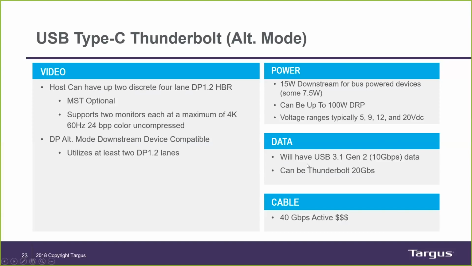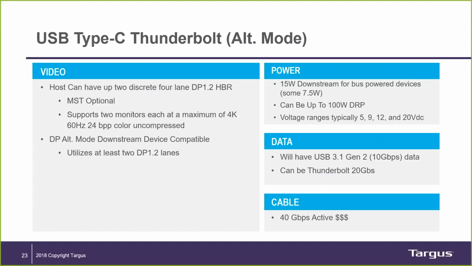Data-wise, again, capable of 3.1 Gen 2. But if you're using all of this video and video takes precedence, you're probably not going to get anywhere near 10, probably closer to 3.1 Gen 1 or less speeds on your USB ports. And a port can be labeled Thunderbolt or Thunderbolt 3. And remember, especially if it's a downstream facing port, it can be probably less than 20 gigabits per second of performance.